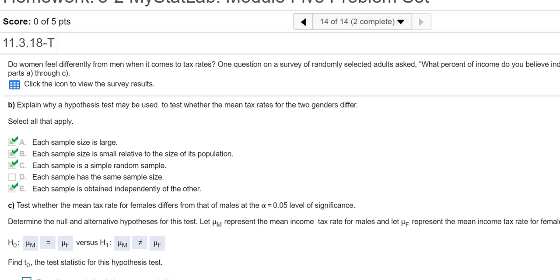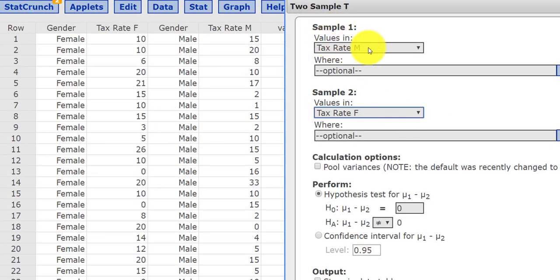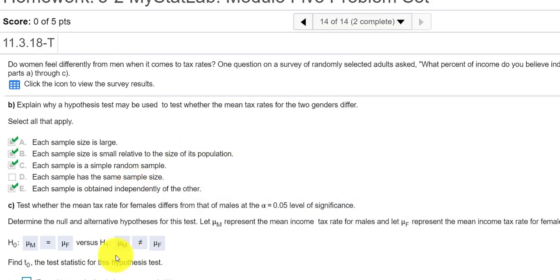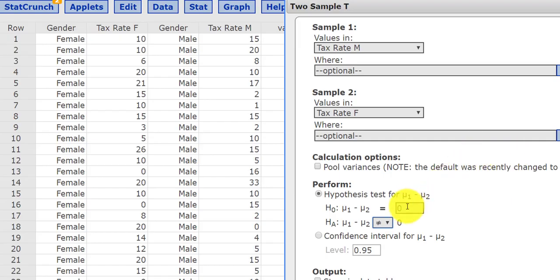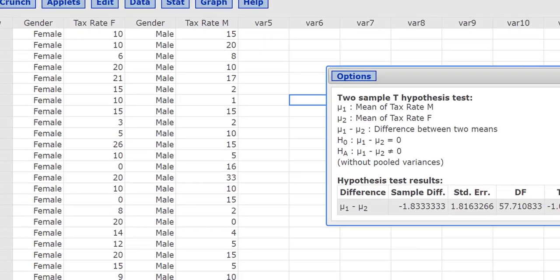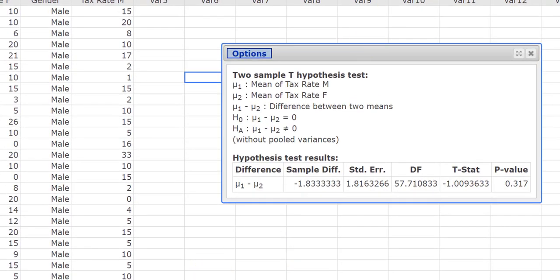So my first sample has to be the males, my second is the females. And we want to see if the male mean does not equal the females'. Right, and let me check the wording one more time. Right, this is my hypothesis test. U1 equals U2, and the alternative is U1 does not equal U2. And there we go. Right, I press compute. Here's my p-value, 0.317, and the t-stat.